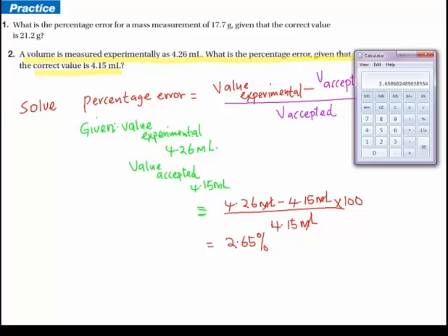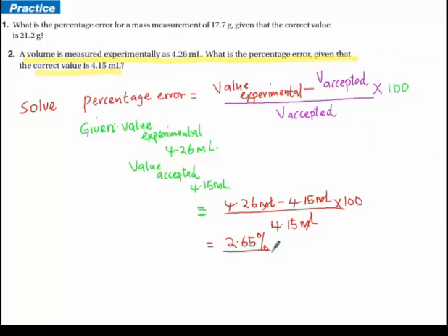And we said that depending on your result, you can tell if the percentage error is negative or positive, depending on whether the experimental value is greater or smaller than the accepted value. This one is greater than the accepted value, so it is positive. If it was the opposite, it would be negative.